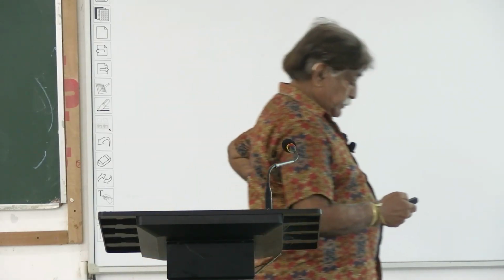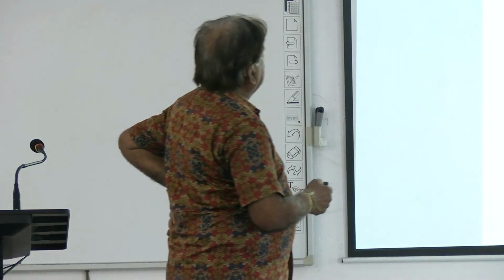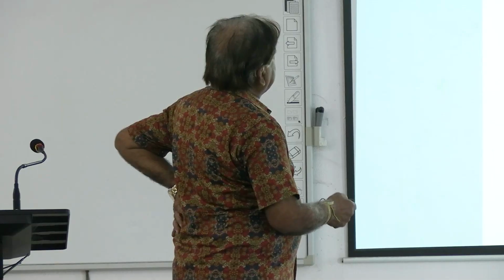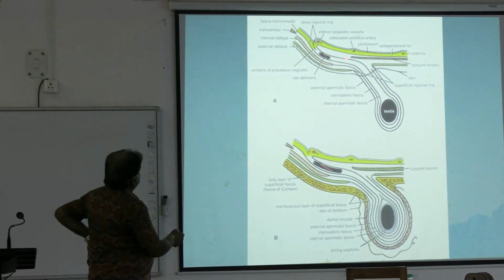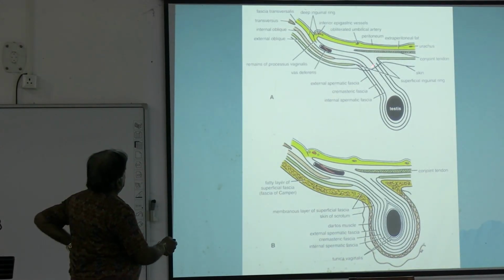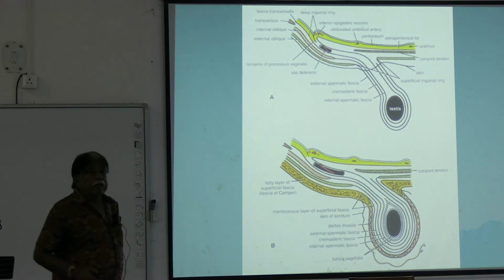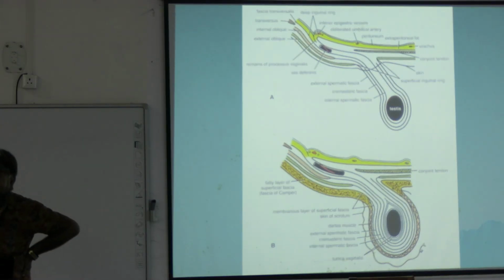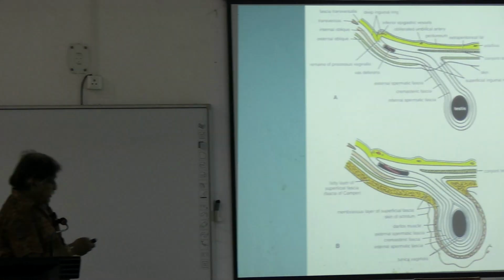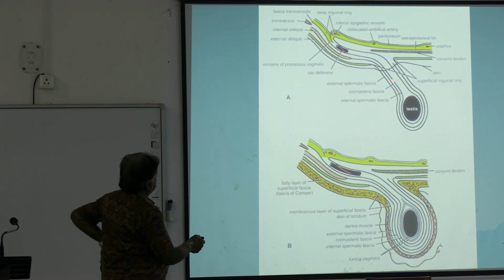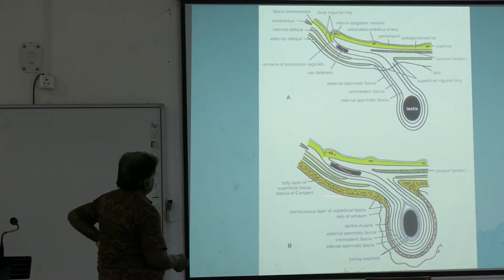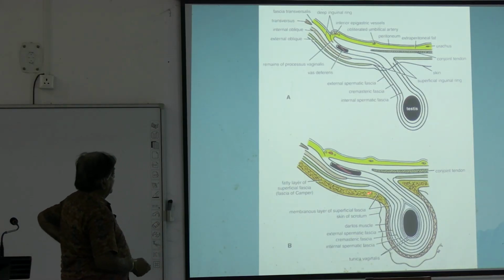Now you can see the testes in the scrotal sac. Now it comes through the external opening, in the inguinal canal it traverses, and then goes in the descent of testes. It can be arrested in any of these pathways, and accordingly it is named.